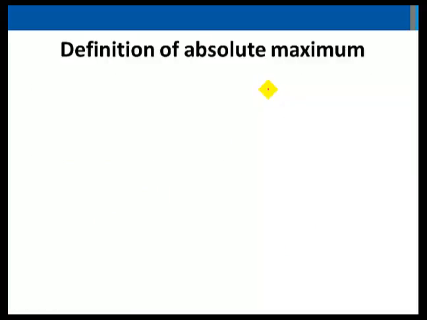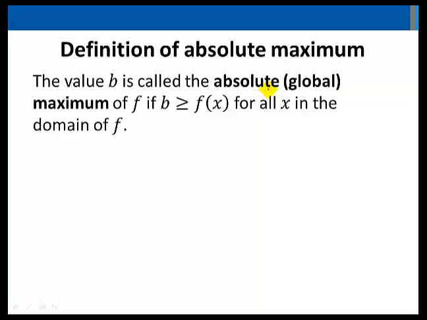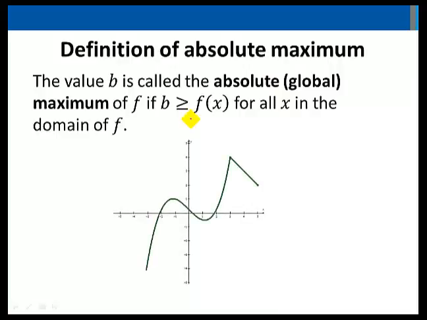Definition of absolute maximum. The value b is called absolute or global maximum of f if b is greater than or equal to f of x for all x in the domain of f. On the graph that we've been looking at, we can see that we have an absolute maximum right here. The absolute maximum is going to be y equals 4. Absolute maximums are a little bit easier to find. They're just the highest point on your graph or the largest value of y that occurs.